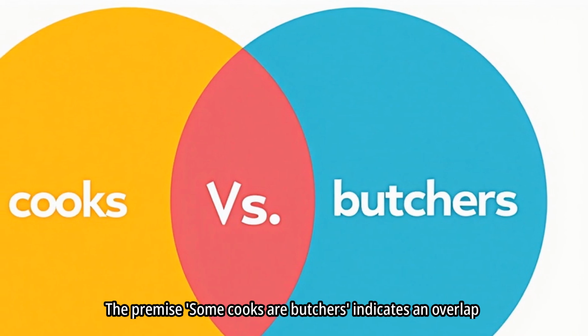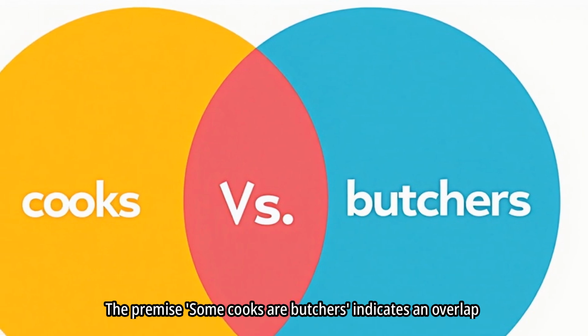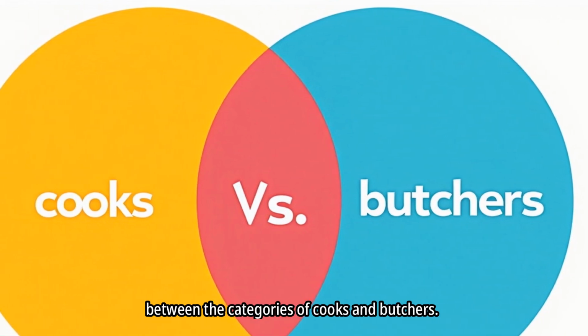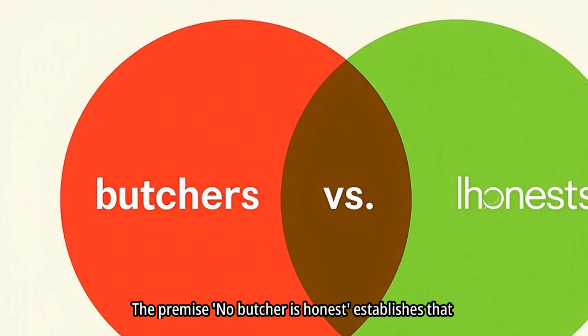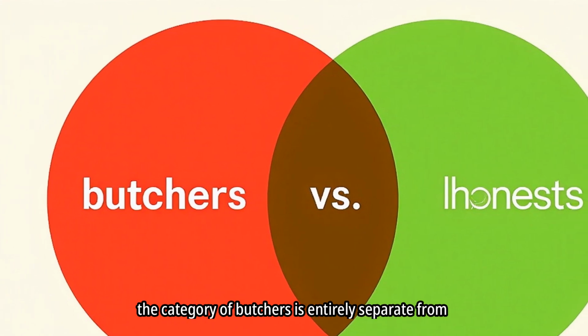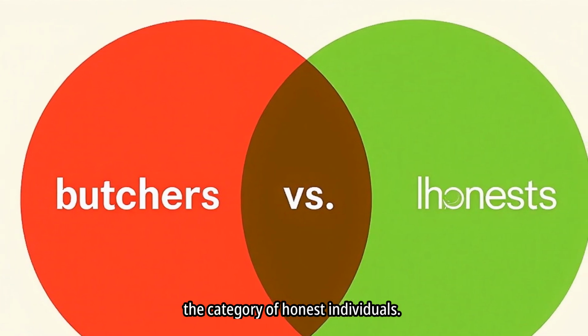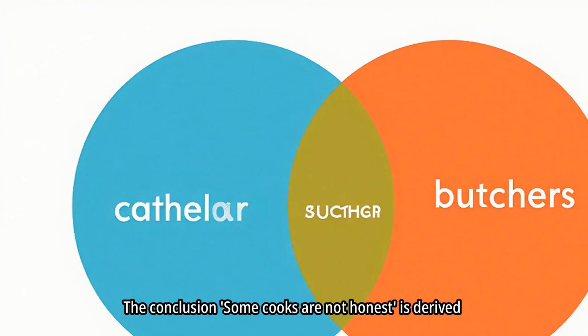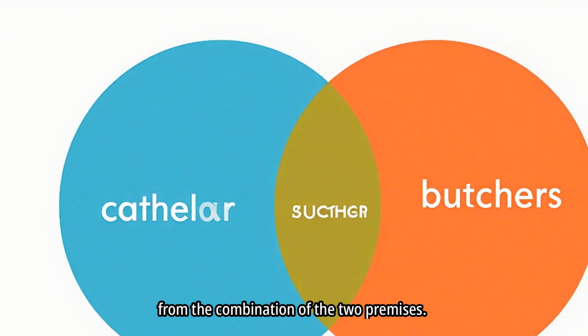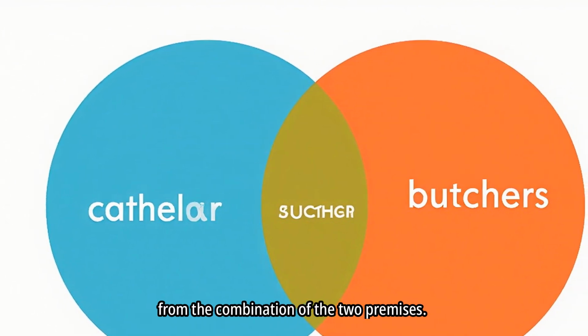The premise, some cooks are butchers, indicates an overlap between the categories of cooks and butchers. The premise, no butcher is honest, establishes that the category of butchers is entirely separate from the category of honest individuals. The conclusion, some cooks are not honest, is derived from the combination of the two premises.